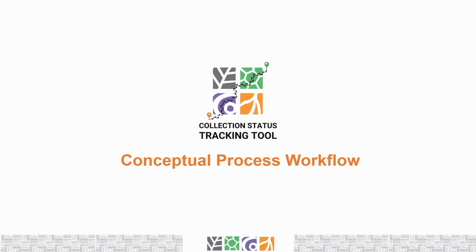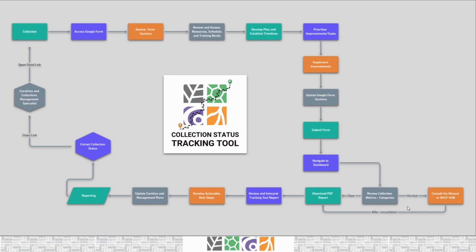Now, basically, this is how the conceptual process workflow works, if we had to use the tool in a collection. Once you receive your link from the Curation Collection Management Specialist, you'll access the Google form and review the form sections. Then assess the amount of resources you would need, whether you need to be looking at scheduling, or if the staff involved are going to require training for the job.